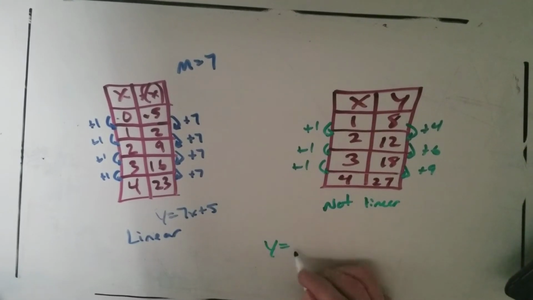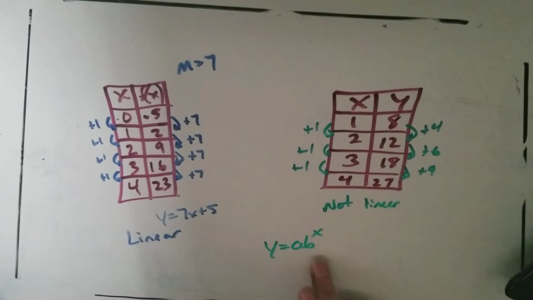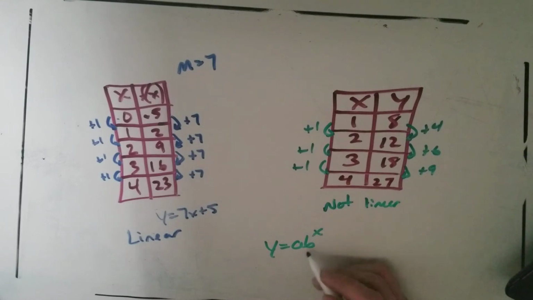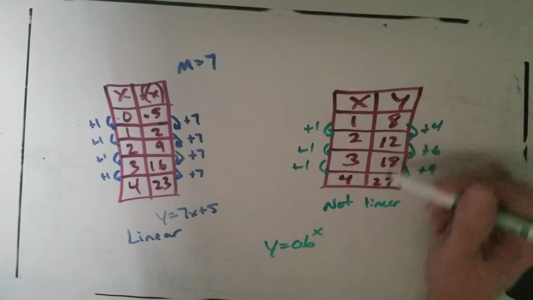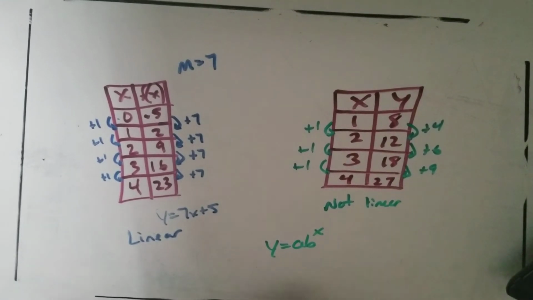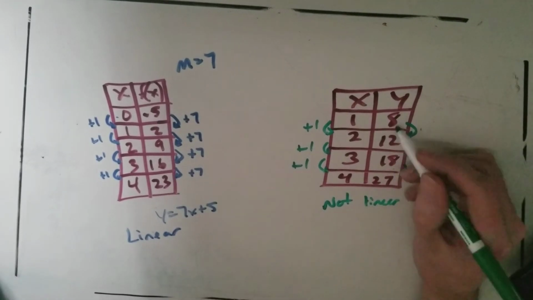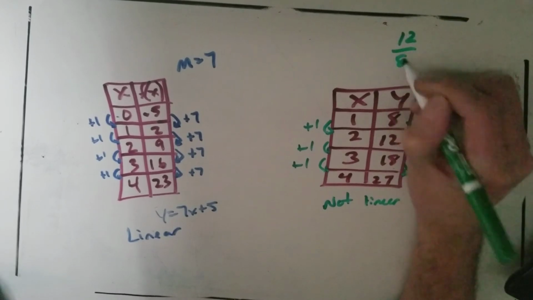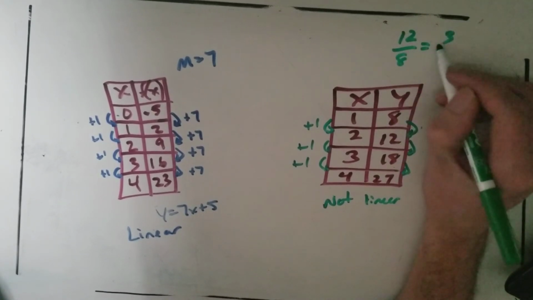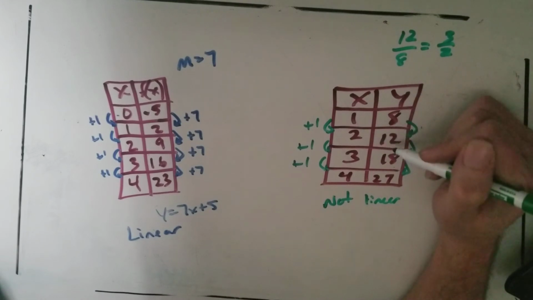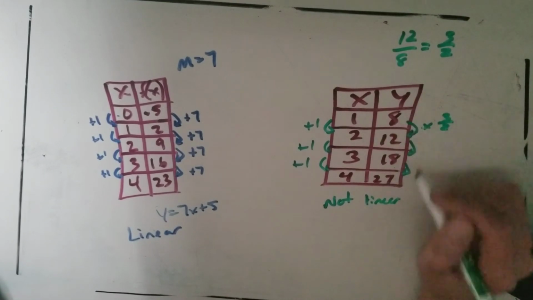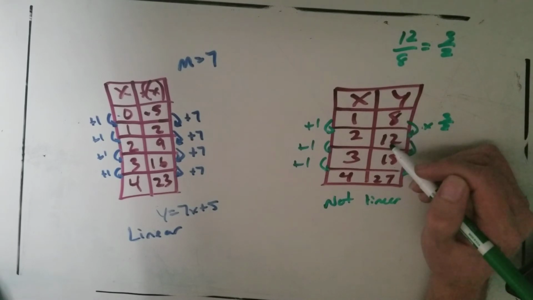Now if you think of the equation y equals a times b to the x, how this equation works is you're multiplying by b however many times x is. So if x was 2, you're doing b times b. If x was 5, you're doing b times b times b times b times b. So to get to the next output, you're just multiplying by the same value over and over. So we're going to test that. Instead of seeing what we added, we're going to see what we multiplied 8 by to get to 12. Well, do 12 divided by 8, you get 3/2. That tells you what you multiply 8 by to get to 12. So you multiply by 3/2 to get from 8 to 12. That's what you would do.